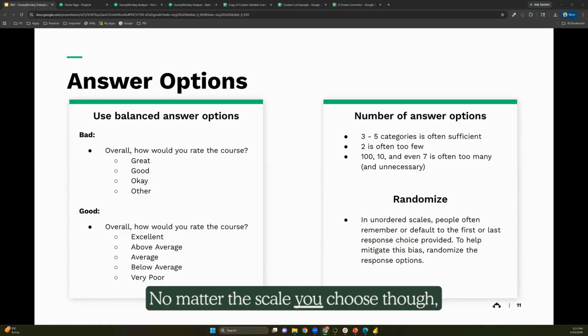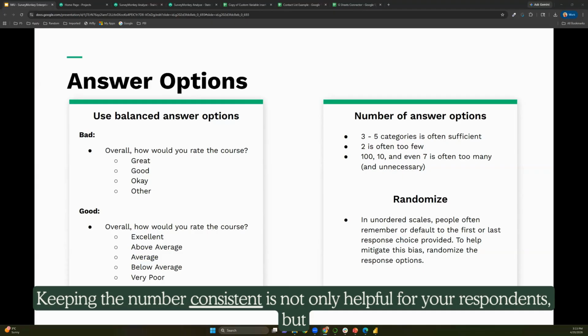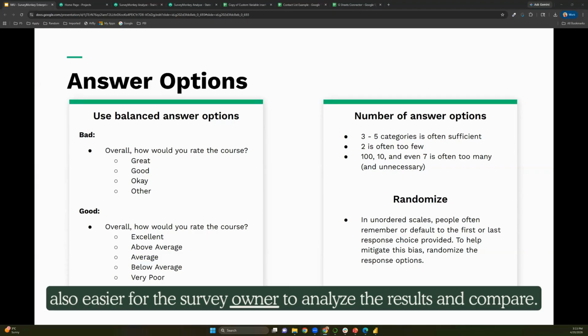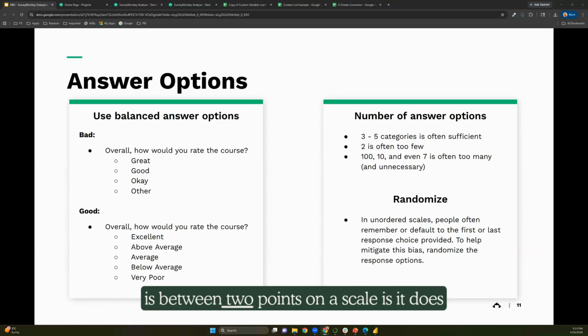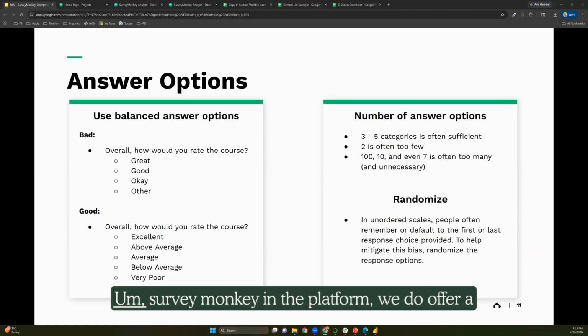No matter the scale you choose, though, try to keep your answer options consistent. Keeping the number consistent is not only helpful for your respondents, but also easier for the survey owner to analyze the results and compare. If you can't explain to a respondent what the difference between 2 points on a scale is, it does mean that you have too many points.